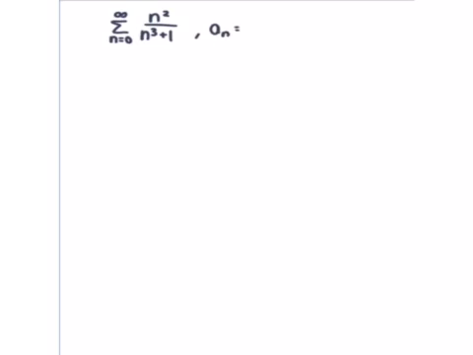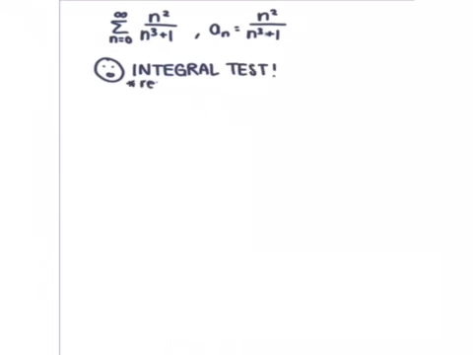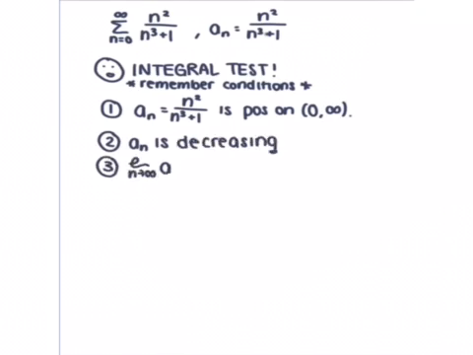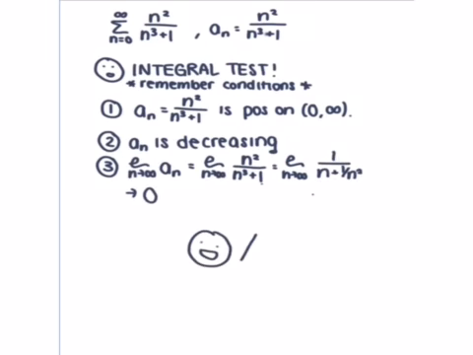Here we are given yet another series. We should use the integral test for this one. Now remember, there are 3 specific conditions you have to check. 1. The sequence is positive in the interval. 2. The sequence decreases in the interval. And 3. The limit of the sequence goes to 0. Nice. The conditions apply.